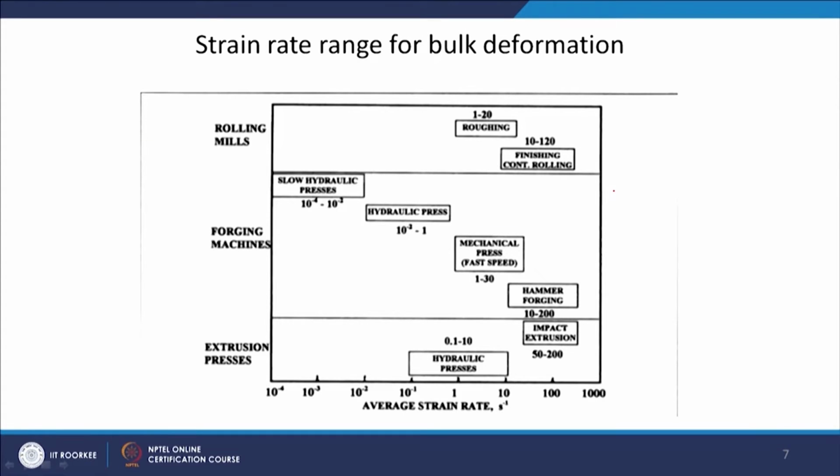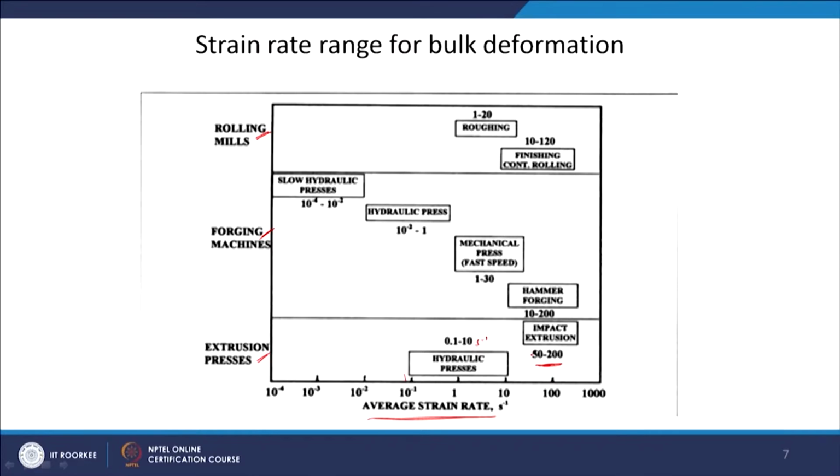Before coming to that, I just wanted to show you the strain rate ranges for different bulk deformation processes. So, you have rolling, forging, and extrusion process. And the average strain rate of these three processes is given on the x axis. For extrusion, if we are using a hydraulic press, the strain rate is in the range of 0.1 to 10 per second. For impact extrusion, very high velocity extrusions, the strain rate is in the range of 50 to 200 per second.